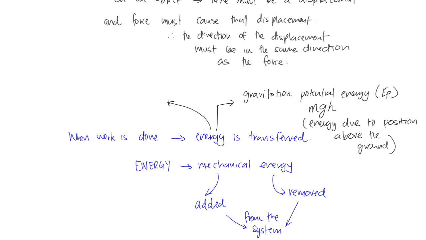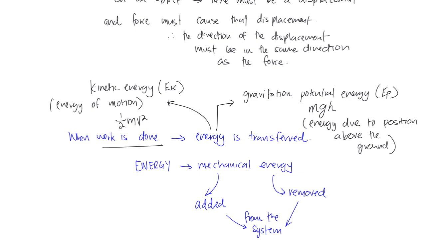So that's one type of energy that we look at. Another type of energy we look at is kinetic energy. Kinetic energy, which is EK, is the energy of motion. And the formula for that one is a half mass times velocity squared. So if I am talking about work being done, there must be some sort of energy transfer. We will look at mechanical energy at a later stage and how it is added or removed from the system.